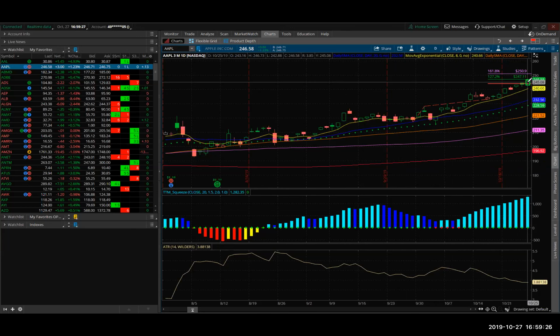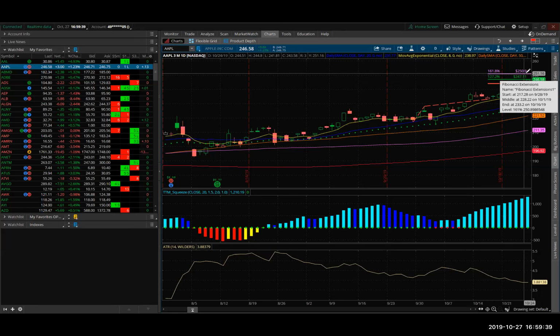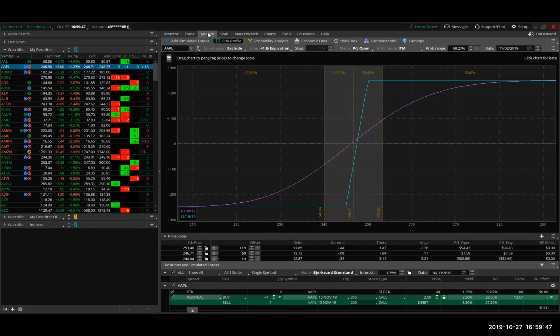So it's a high probability for me. Now, I've done a lot more than this; I'm doing the super abridged version of my analysis. But I've determined that I think Apple might actually make that psychological level of $250. So I'm willing to give it a shot here and see. But before I do, I want to do an analysis.